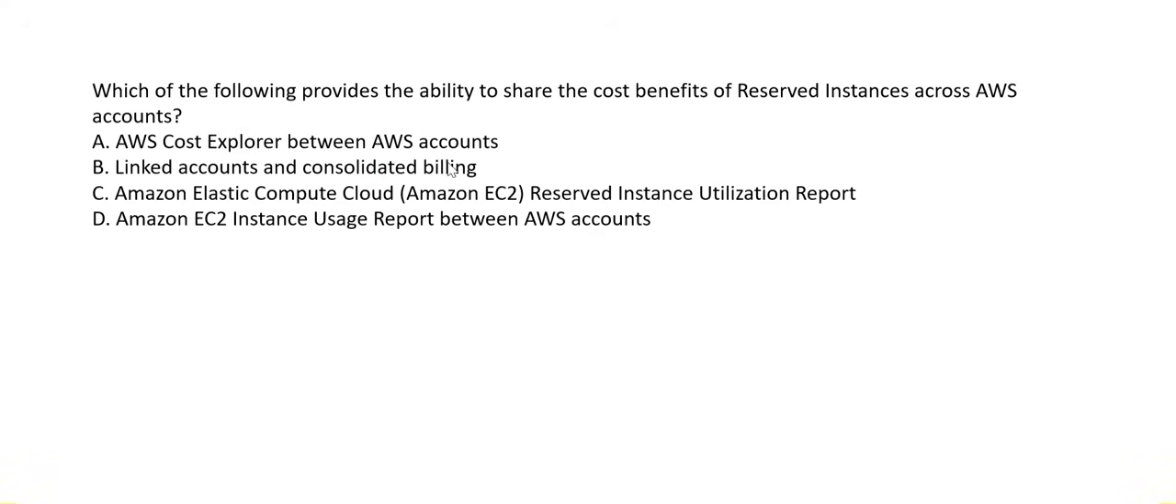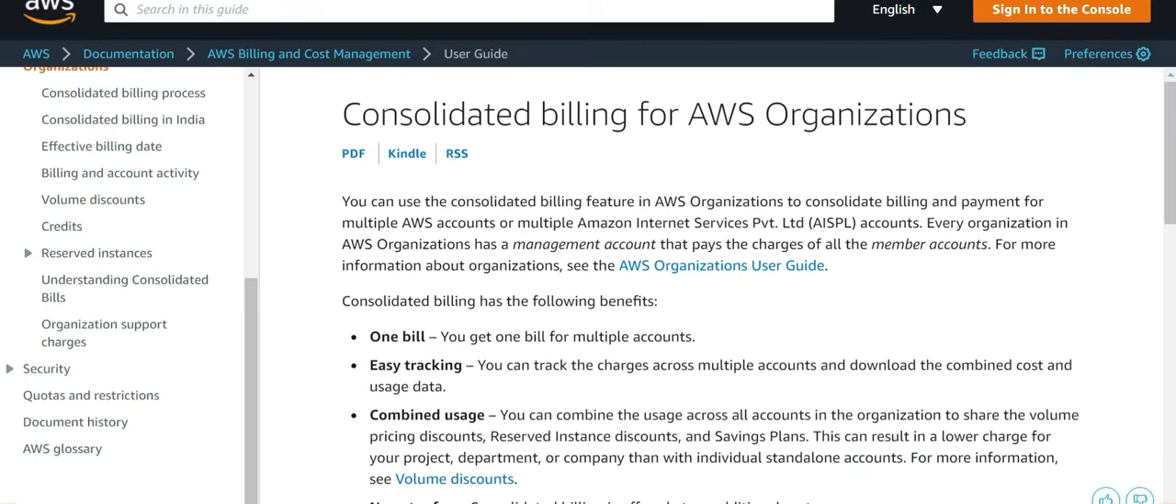Now let's look at some documentation on consolidated billing. So you can use this consolidated billing feature. It's a part of AWS Organizations. What it does is it consolidates billing and payment for multiple accounts. If you have multiple accounts, you can bring everything into one space so that the billing can be consolidated at one place. Now, our question is asking whether it helps with the reserved instances.